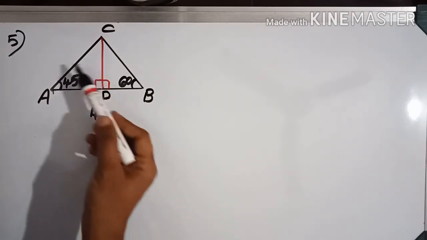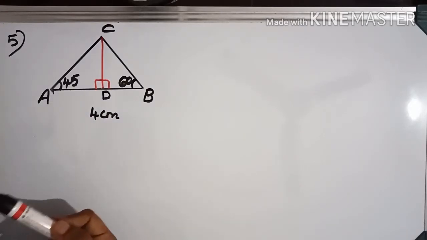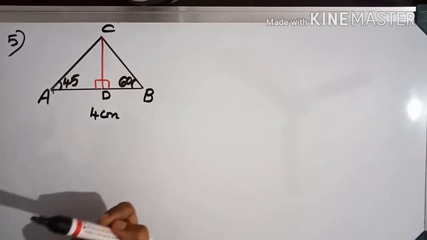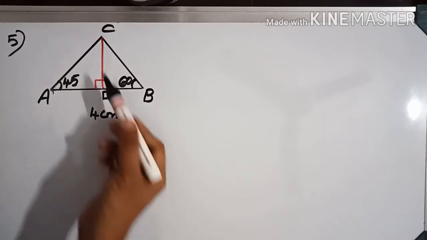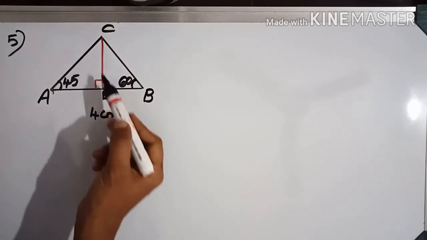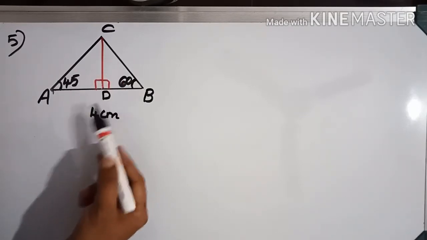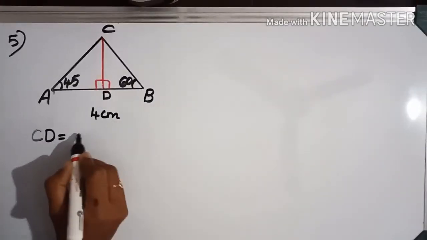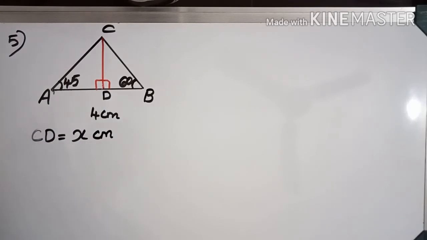So here at least one side is not given. In that case, what can we do? We have to consider both the triangles. Before that, this side CD is common to both triangles, for the first triangle and for the second triangle. Let's consider CD as x centimeter. Let's consider the height as x centimeter.